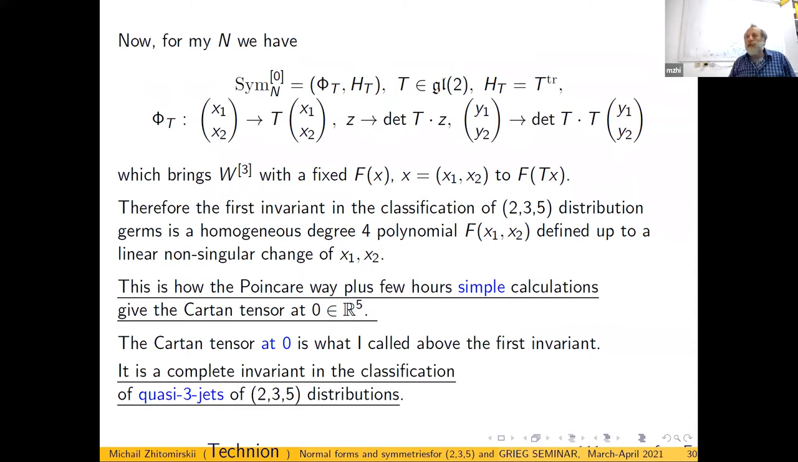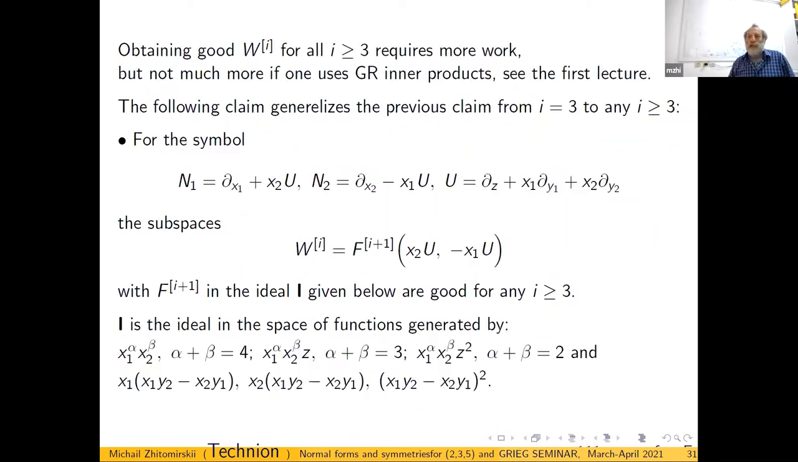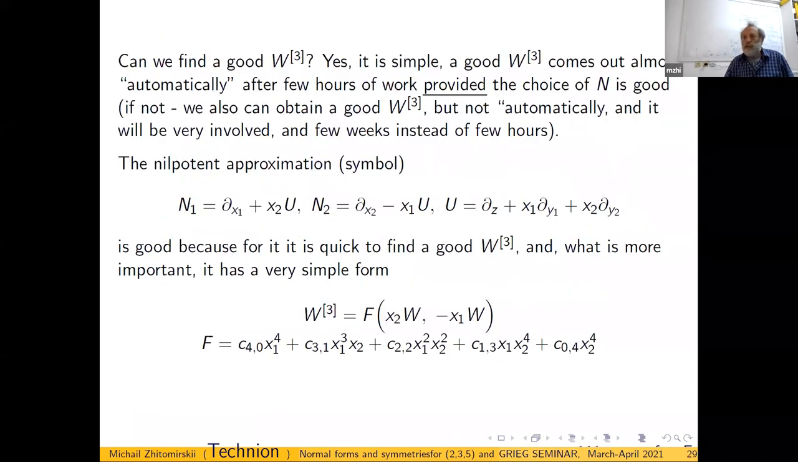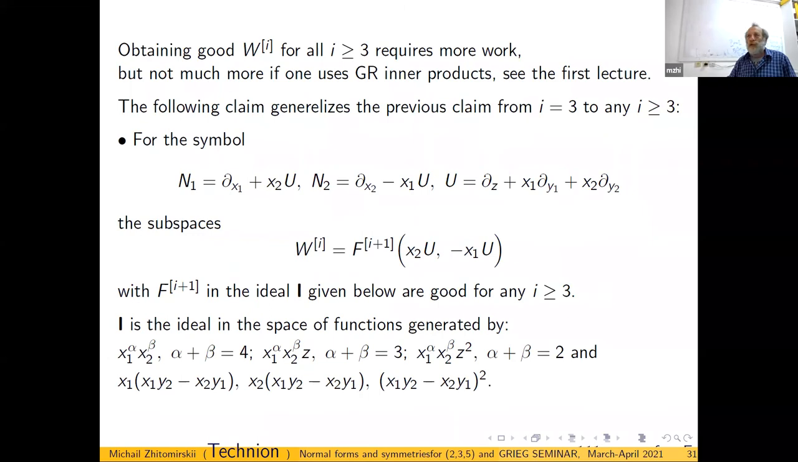Well, but we need more. At least I need more, because I would like to consider the case of all distributions so far. Later there will be the homogeneous case and so on, but today the arbitrary case. So what I want to obtain is good, not only W3, the first non-zero complementary space, but W4, W5, and so on. Well, it requires more work, but not much more.